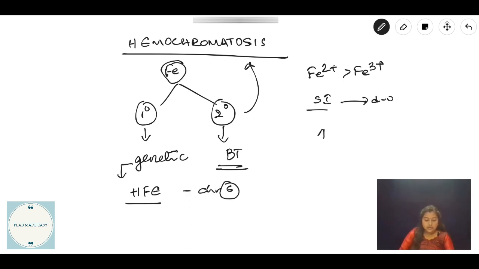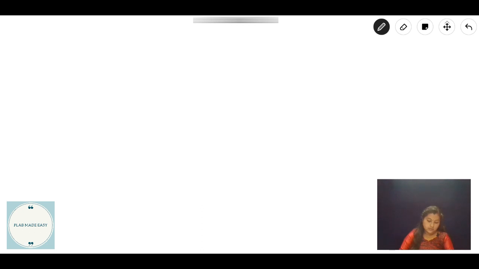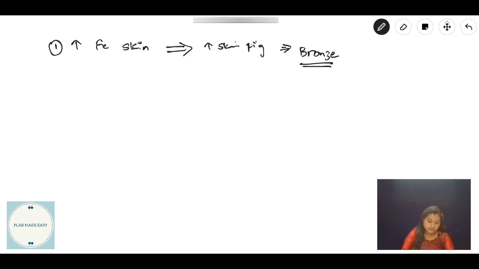Now, whenever there is increased iron deposition, this iron will get deposited in various tissues in the body, and each of them will lead to a different clinical manifestation, and the lab investigations also vary accordingly. The first important manifestation is increased deposition of iron in the skin. This will lead to increased skin pigmentation, and the skin is known as bronze skin. It is bronze in color.